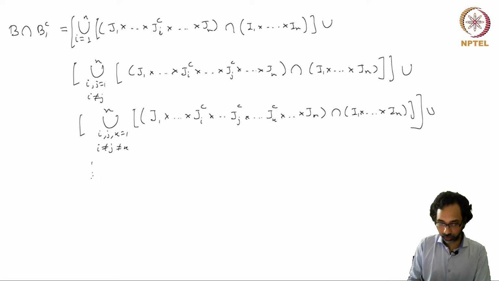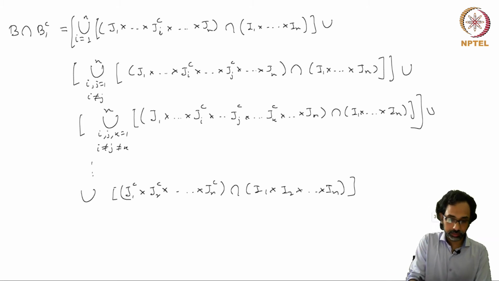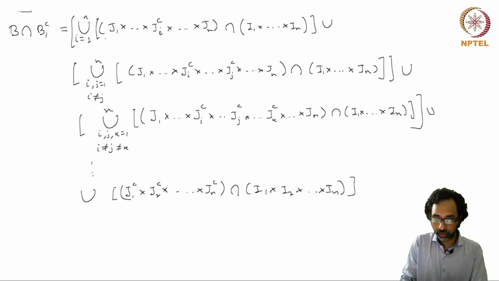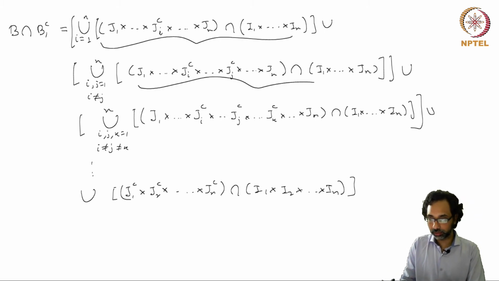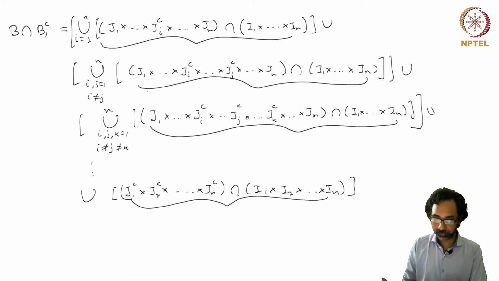And similarly you continue like this, and in the end you will have another union where you have the complement on each coordinate Jn, intersected with I1 cross I2 cross In. So you have, for each of these, an intersection of two sets, each of which are Cartesian products themselves.